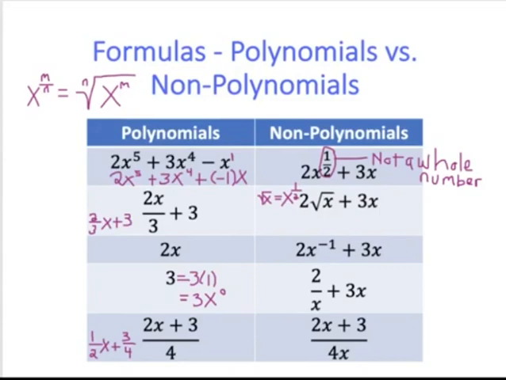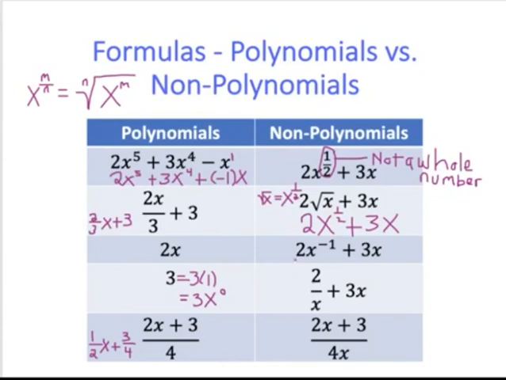But anytime that you have a radical, remember it can be written as a fractional exponent, which is not allowed because a fraction is not a whole number. So this one again can be written as 2x to the 1/2 plus 3x. This is not a polynomial. And in fact, any radical function that you have can be written as a fractional exponent. And so no radical function will be a polynomial. Because again, with polynomials, you cannot have a fractional exponent. It has to be a whole number.